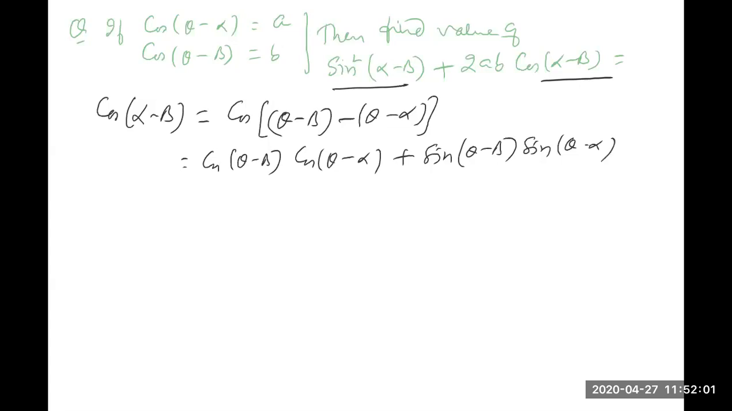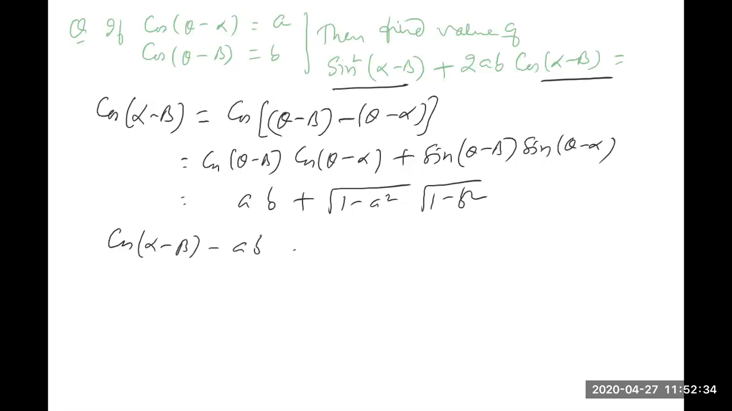So cos(theta minus beta) is B, this is A. So this is AB plus under root of 1 minus A square into under root of 1 minus B square. Now, depending on what I have to calculate, take this AB outside this side. So cos(alpha minus beta) minus AB is equal to under root of 1 minus A square into under root of 1 minus B square.